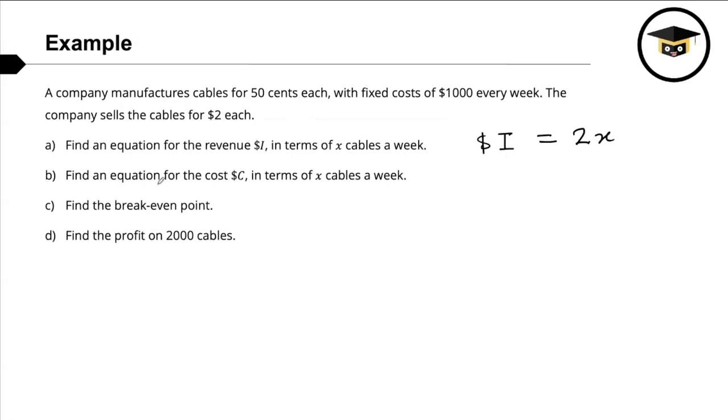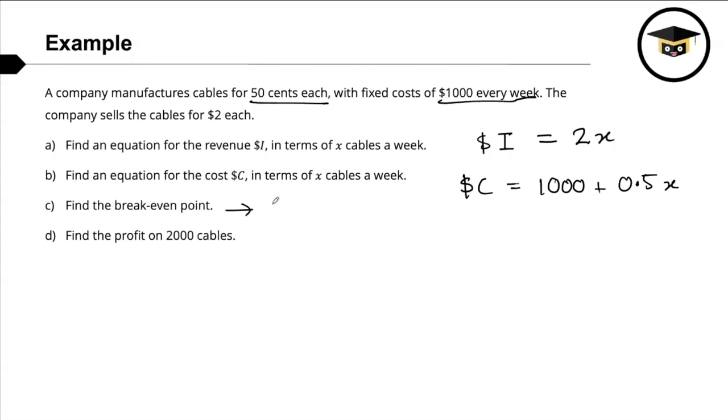For part B, find an equation for the cost, so C, in terms of x cables a week. Well, we have a guaranteed cost of $1,000, right? So we have 1,000 guaranteed cost, and then it's going to be 50 cents per cable. So that's going to be 0.5 times the number of cables, so 0.5x.